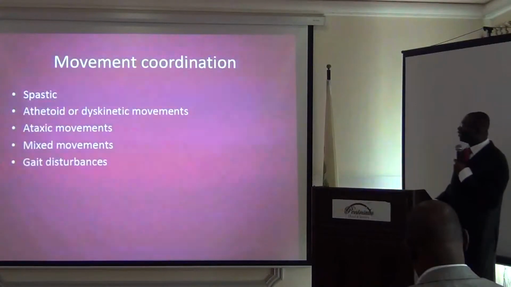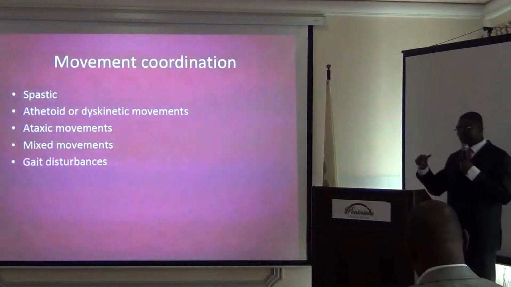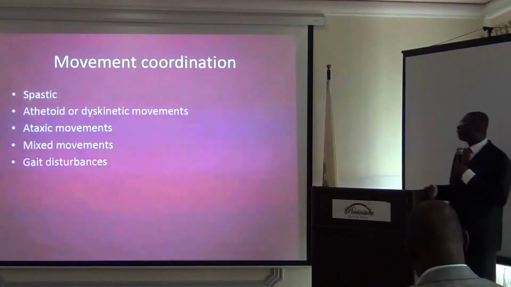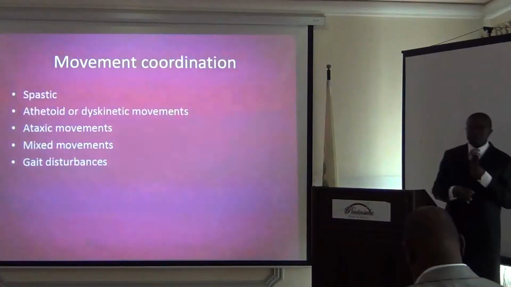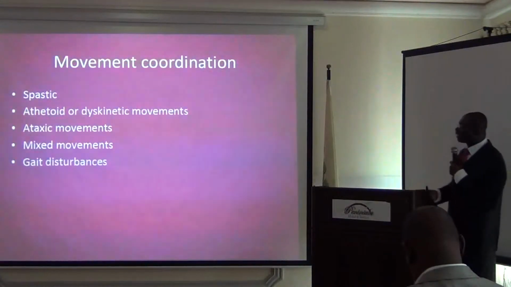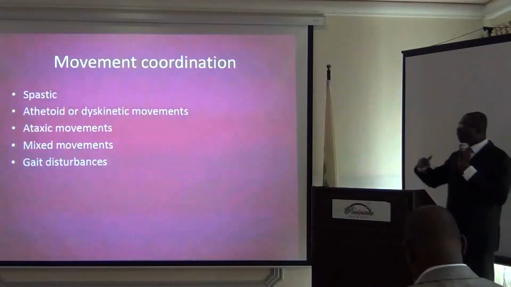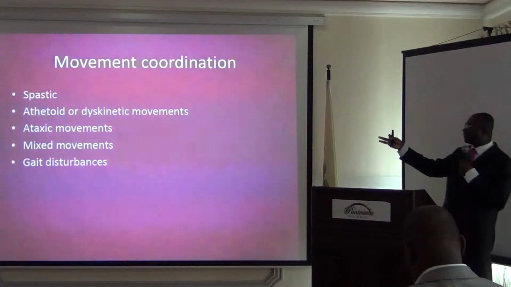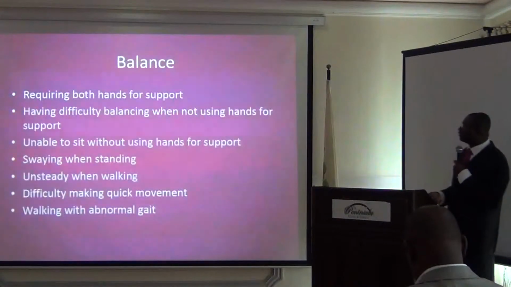Then we can also have the athetoid or the dyskinetic movement. We talked about that, those are abnormal movements of the limbs or the trunk. And then the ataxic movements when there is that unsteady gait. The person will be walking and be staggering. And then you have mixed movement abnormalities where you have a combination of spastic gait and then ataxic movement. And then the other gait disturbances.